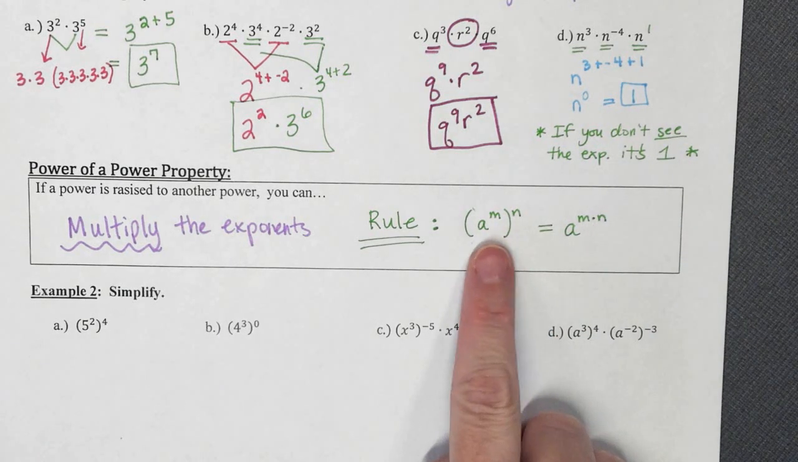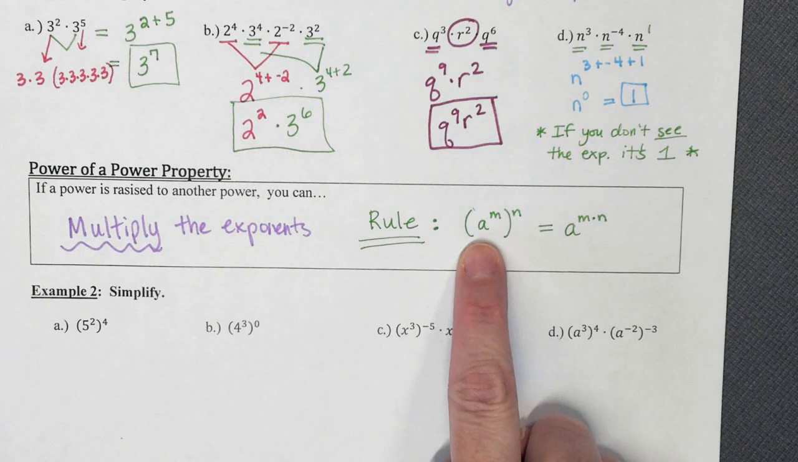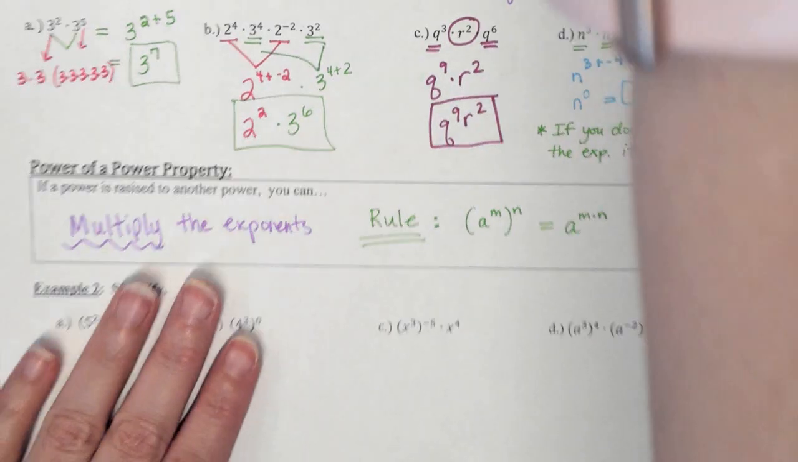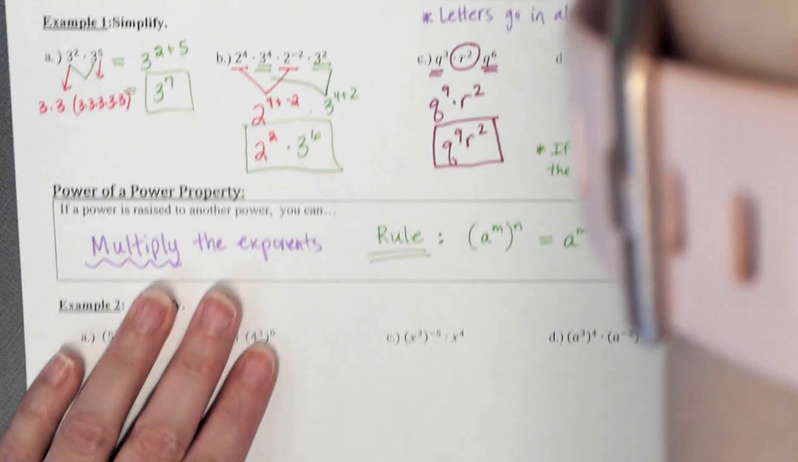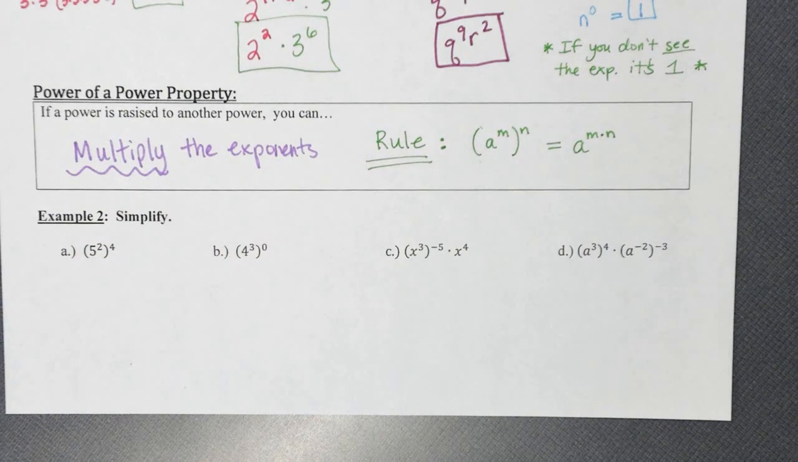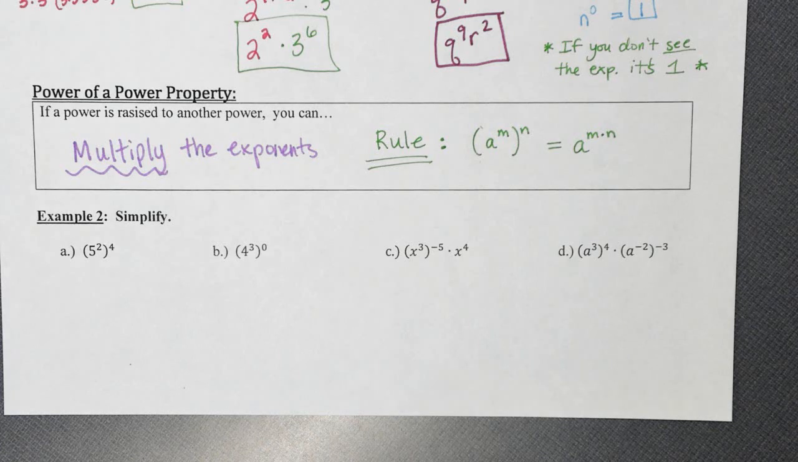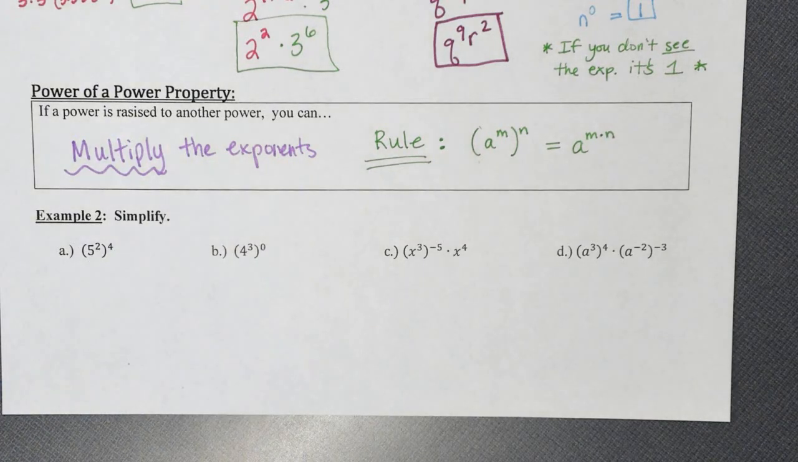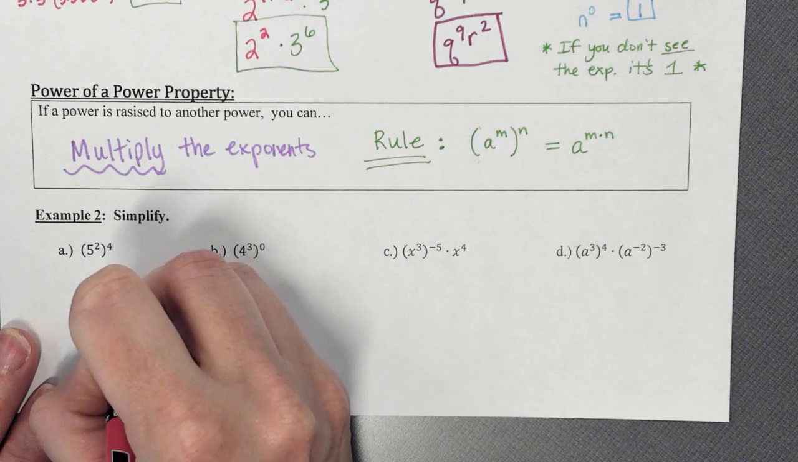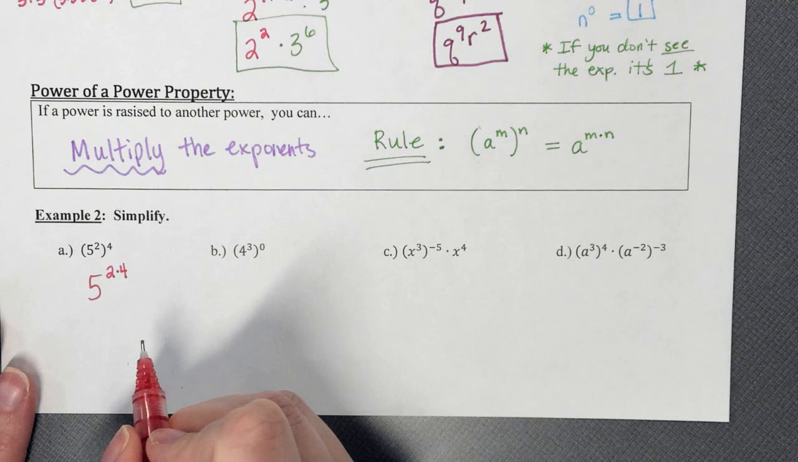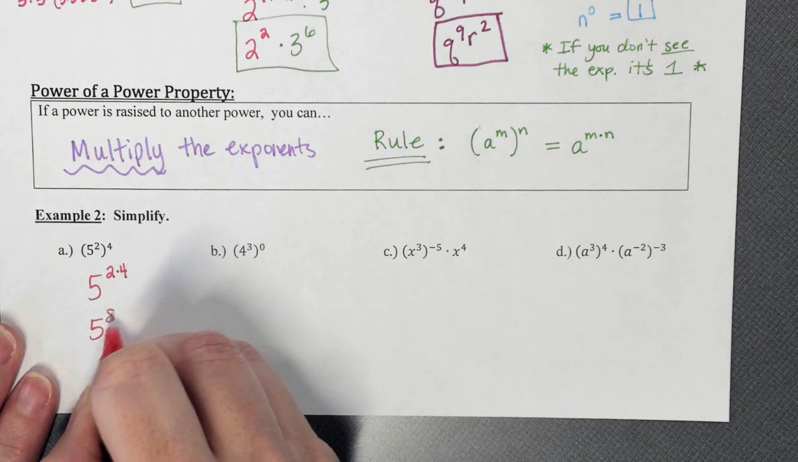Okay, so one thing that I use to help you remember is if you do a power to a power, you only have one base. Whereas when we did this, you had two bases of A. Here you only have one base. That's the power to the power. Okay, so for this one, we're going to raise 5 to the power of 2 times 4. So what is 2 times 4? Yeah, so it'll be 5 to the 8th power.